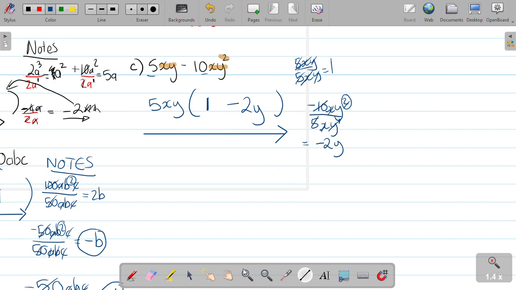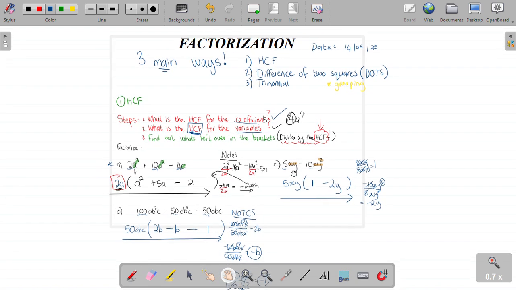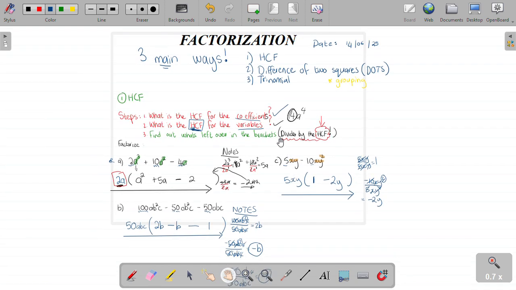Okay, guys. So that is basically the basics of HCF. I will try and get to the difference of two squares soon, as well as trinomials, but for now that is the main way to do factorizing using the highest common factor method.